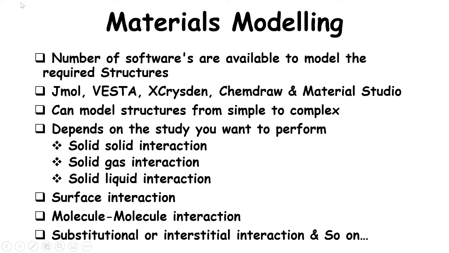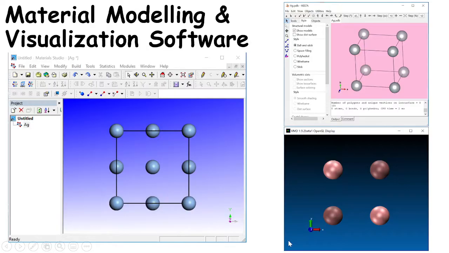For material modeling, there are a number of software available to model the required structure. So JMOL, Vesta, Excel, Camera, Material Studio. In these software you can model any structure from simple to complex. It depends on the study you want to perform, basically. If it is solid interaction or deposition, absorption, solid gas interaction, solid liquid interaction, liquid gas interaction, gas gas interaction, or surface interaction and molecule molecule interaction. And the possibilities are there, substitutional or interstitial interaction and so on.